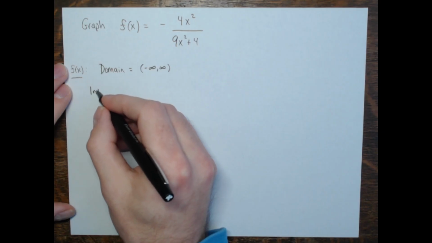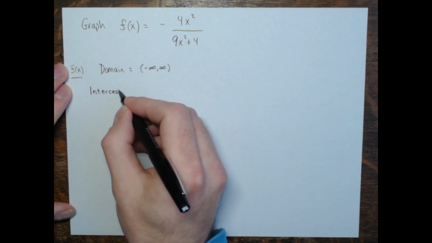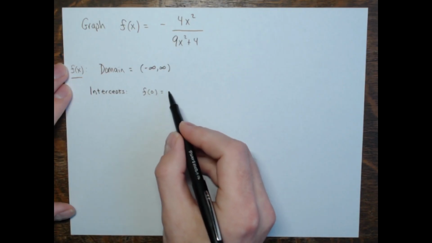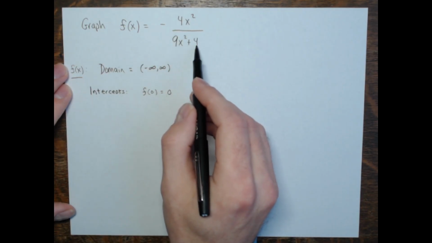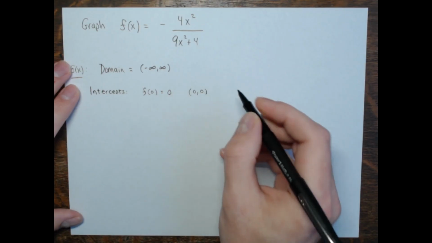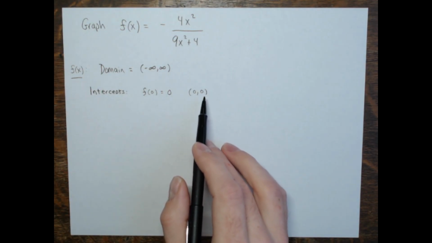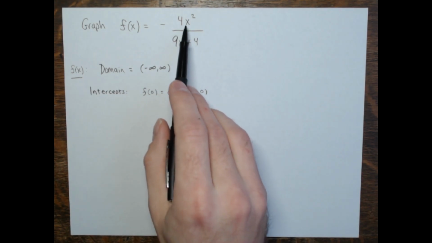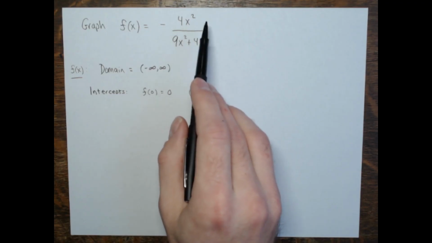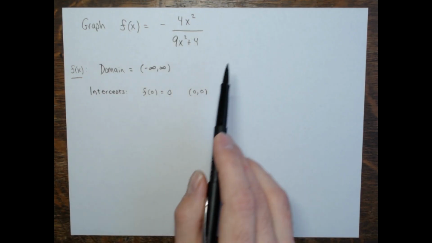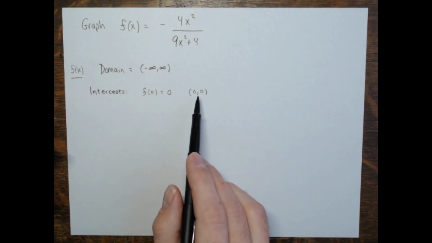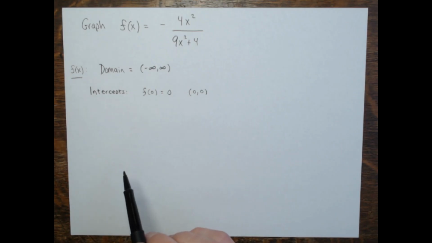Then some nice things to know, just to plot some points, would be the intercepts. Now, f of 0 is 0, right? You'd have 0 in the numerator, 4 in the denominator. So (0, 0) is not only the x-intercept, but also the y-intercept, and that's the only thing that makes the numerator 0. 4x squared is going to be 0 only when x is 0, and that's it. Now, if there were other values that gave me an output of 0, I'd find those too. But that's the only point, (0, 0), that's on the x or y-axis.